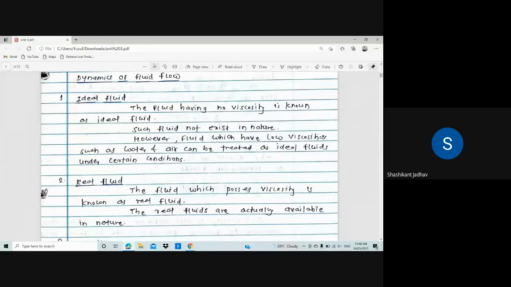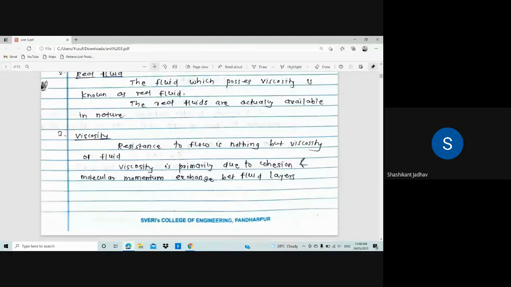Under certain conditions. Okay, so this is about the ideal fluid. Then write down the real fluid.